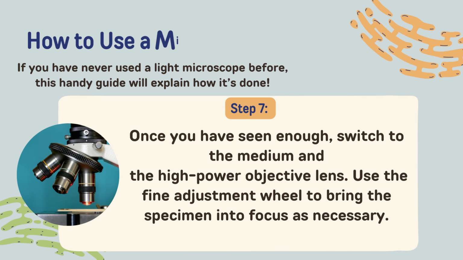Step 7. Once you have seen enough, switch to the medium and the high-power objective lens. Use the fine adjustment wheel to bring the specimen into focus as necessary.